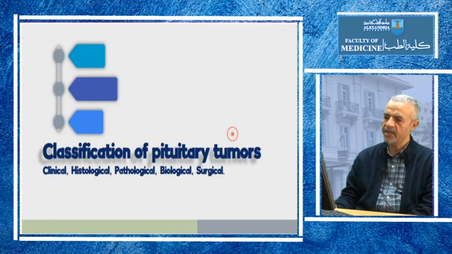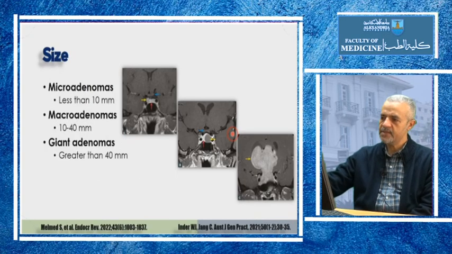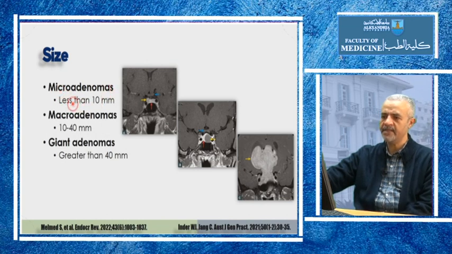Then we go to the classification of pituitary tumors, which has many classifications. Starting with the first classification, which classifies pituitary tumors according to size, they can be classified into microadenomas, which have a maximum diameter of less than 10 millimeters, macroadenomas, which have a maximum diameter ranging from 10 to 40 millimeters, and giant adenomas, which have a maximum diameter greater than 40 millimeters. This is an example of a microadenoma, this is an example of a macroadenoma, and this is an example of a giant adenoma.